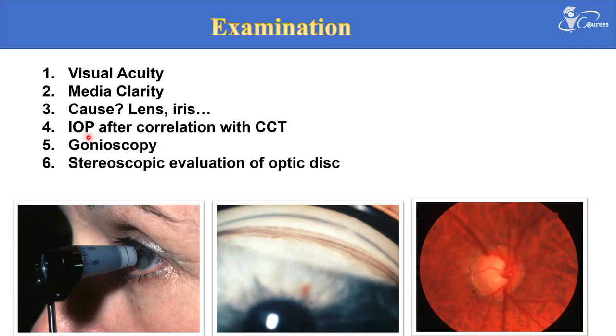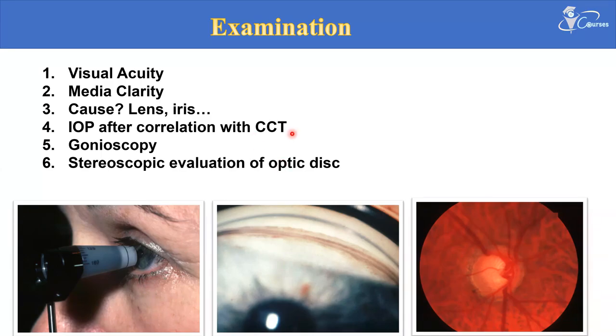You check the intraocular pressure with correlation of the central corneal thickness, checking the angle by gonioscopy, and the most important is to do stereoscopic evaluation of the optic disc. So this will be very, very important in order to follow up those patients. So we talked about the intraocular pressure and its relation to the central corneal thickness.